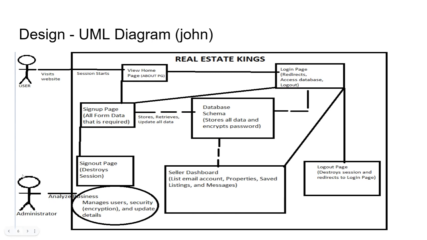And then on the second part of the UML, you have an administrator that analyzes the business. It does things that the user cannot do. It manages the user's roles like sellers, buyers, admins. It handles the security, encryption. Toby set up the encryption database, and you can update the project, the website. In our case, the company Real Estate Kings.